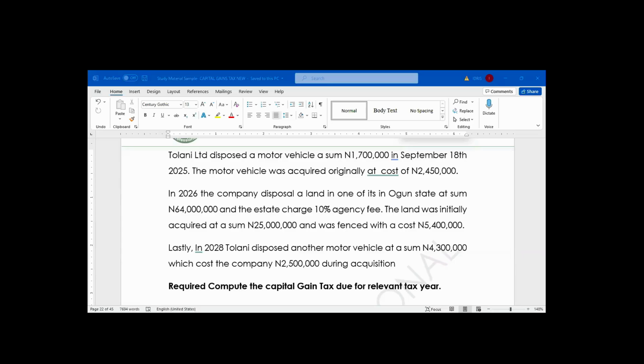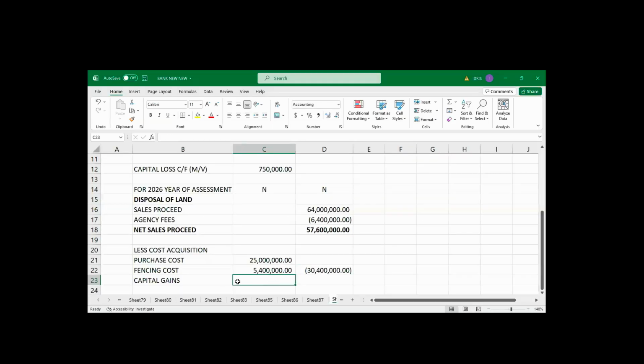What will be our capital gain? Take us to the... We're still on the question, sir, not at the Excel. Oh, sorry. No problem. Can you see the Excel now? Yes, sir. You can see how I get my cost of acquisition.